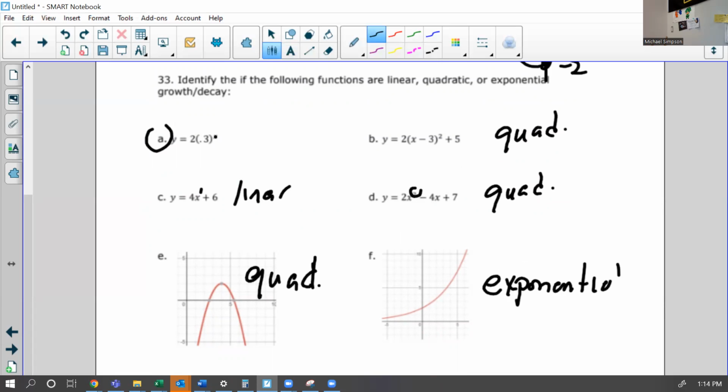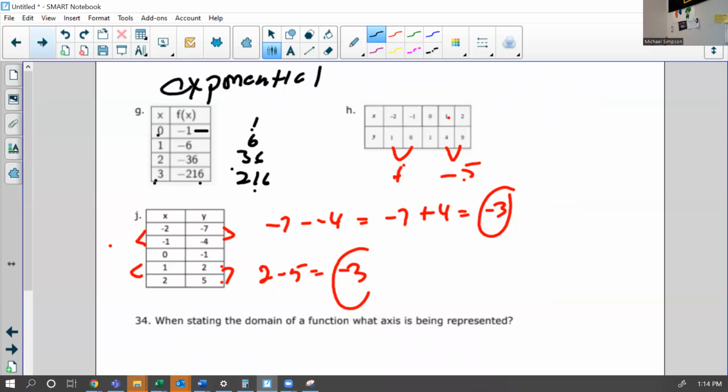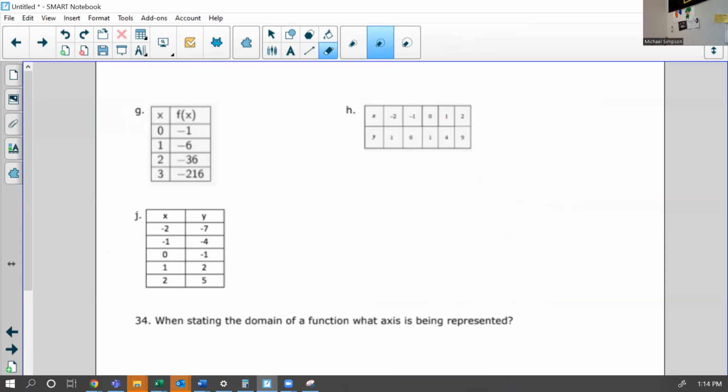And then what do we have here? Oh, okay, let me erase this. All right, so look at G now. All right, now we're looking at tables. You look at the tables and look at the y values. All right, look how fast the y values decrease. It's going down real fast. All right, when x is 0, it's -1, but by the time you get to 3, it's at negative 216. So yes, that is decreasing fast. That's a sign of exponential.